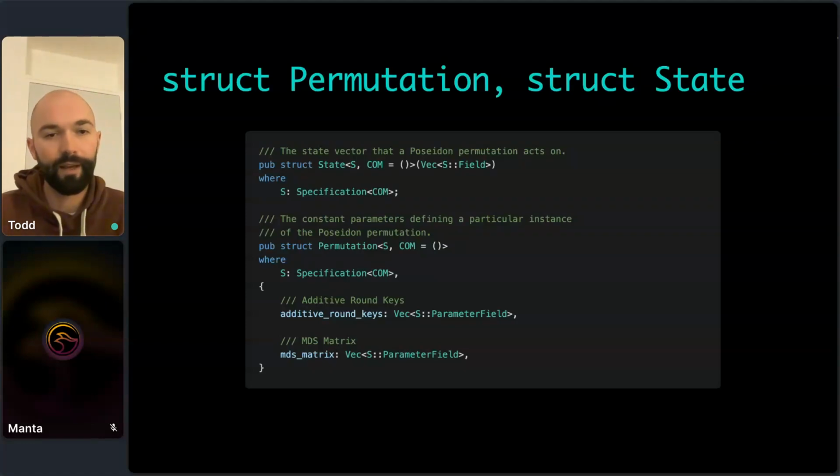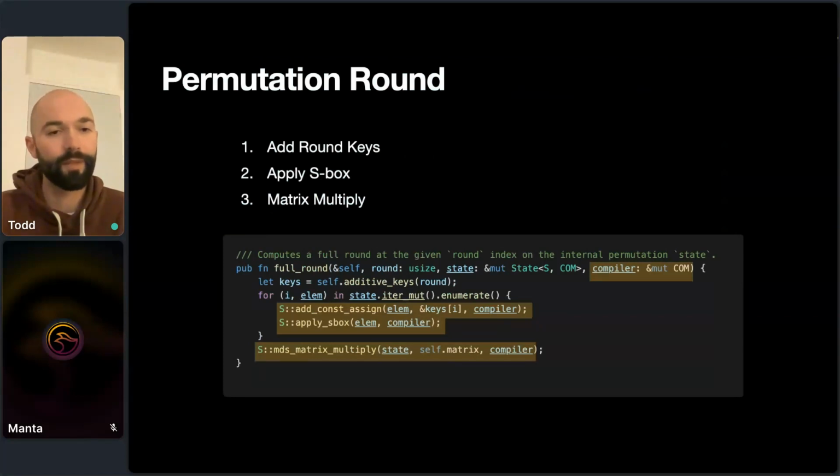So once all this is specified, we can start saying, how does a permutation round work in Poseidon? I said that we start with adding round keys. You can see that in the body of this function, the first thing I've highlighted is this add const assign. It takes the mutable reference to the compiler as one of its arguments so that it can tell the compiler, allocate new variables and constrain them, right?